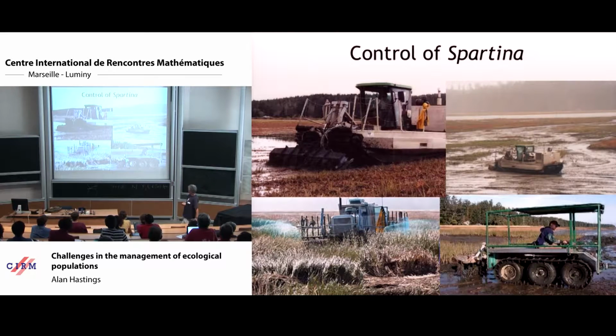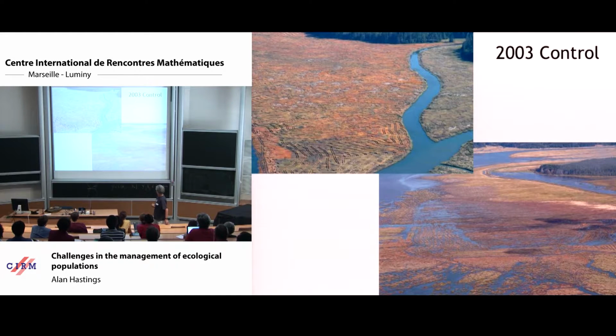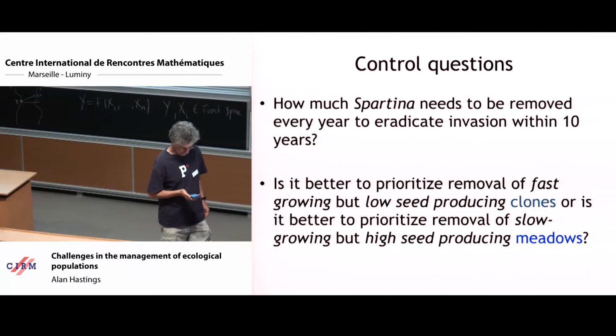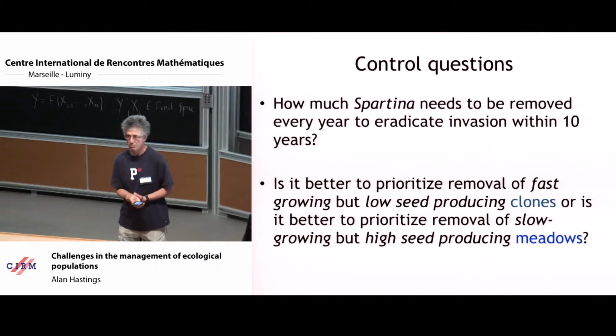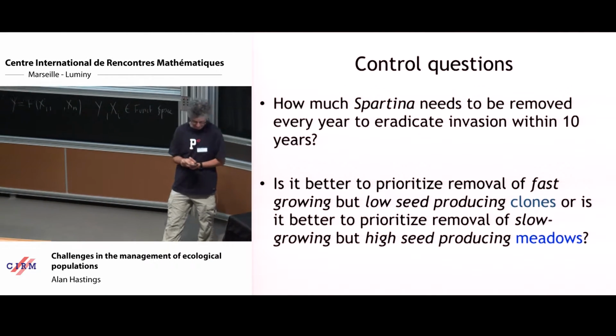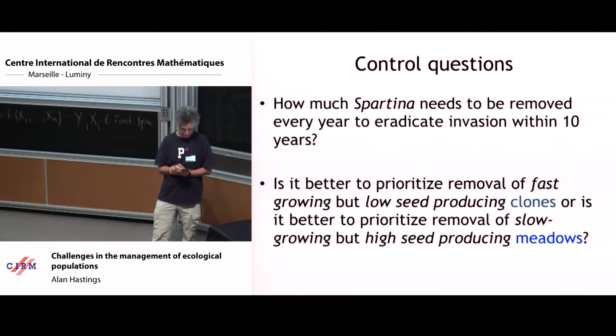And you're running, in this case, equipment and salt water. It's expensive, it's tricky. There is some chemical spraying going on. That's a little tricky in water. You don't want to do it. And you do things like try and destroy it. It's actually, in Willapa Bay, it really is gone. So you might ask questions like, how much Spartina do you need to remove every year, for example, to get rid of it within 10 years?